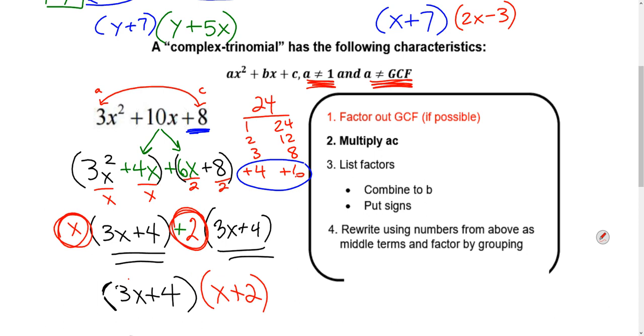So the only new step is this step right here. We are turning the problem from a trinomial into a polynomial with 4 terms. The reason why is because we have to do this by grouping whenever it has that number in the front. So I'm going to show you this a couple more times, and then you're going to have a lot of time today to practice what we've done up to this point. So let me show you this a couple more times.